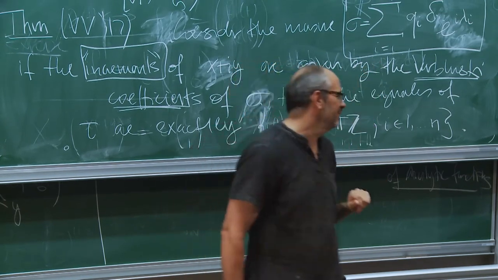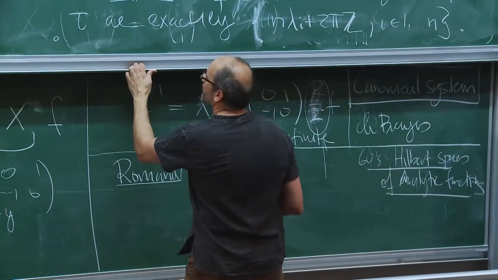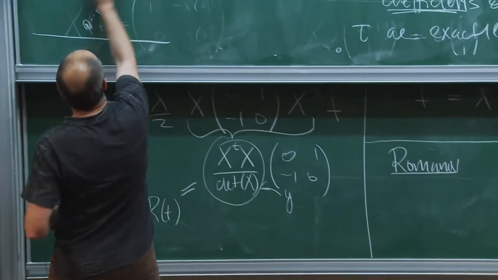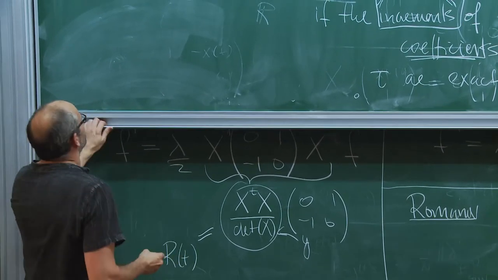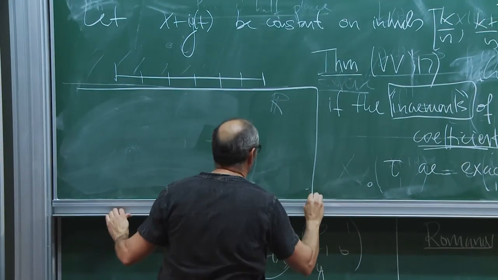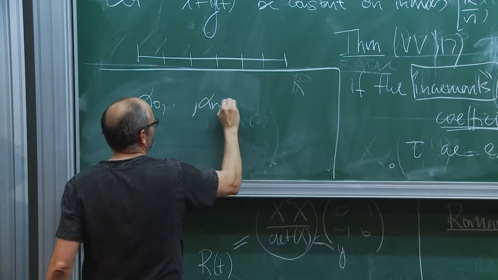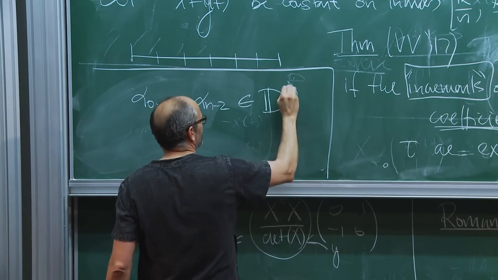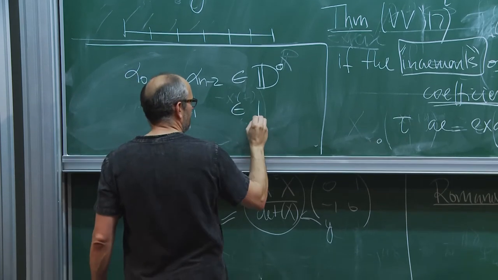So it's a complex number. So the Verblonsky coefficients are, let's look at, the Szegő recursion is really a beautiful story, but I don't have time to say it completely. But you have alpha 0 through alpha n minus 2, these are in the interior of the disk. And then you have an alpha n minus 1, which is in the boundary of the disk.